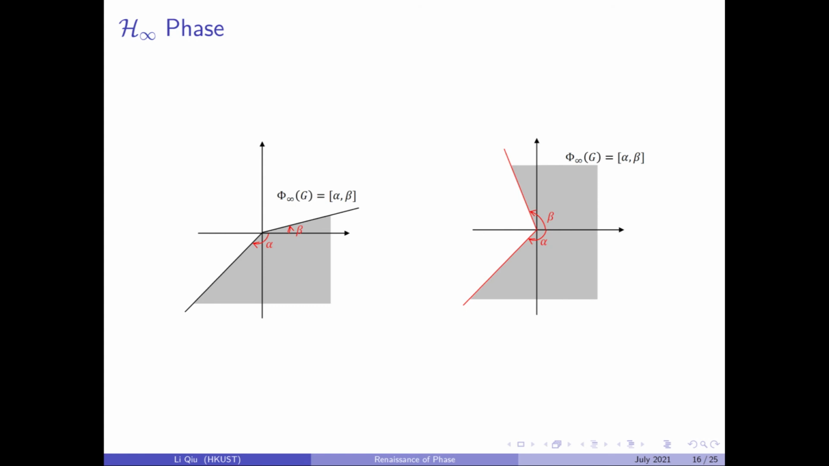So if a system has H infinity phase sector of beta, that means the frequency response is always bounded. It's in this dark area. So alpha is this angle, beta is that angle. Then your frequency response is in this shaded area. And the shaded area, this phase sector, can even be longer than pi. So it actually looks like this. That's also possible.